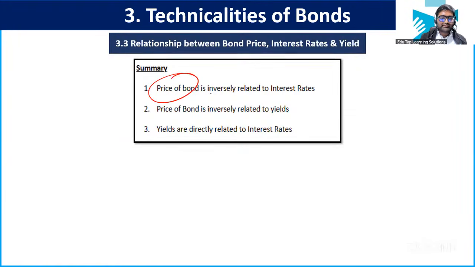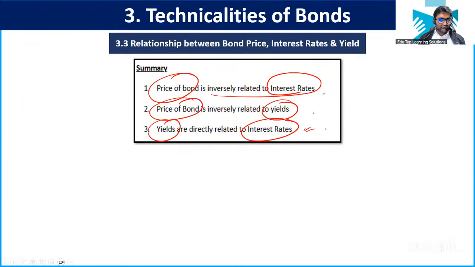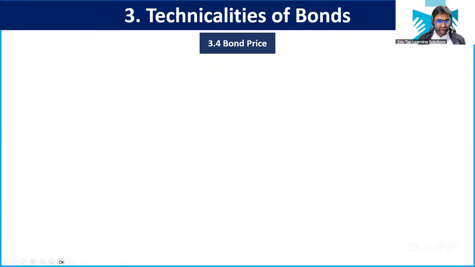Okay, so here is your summary. Price of the bond is inversely proportional to interest rate. Price of the bond is inversely proportional to yield. Yield is directly related to the interest rates. Okay, is that clear?